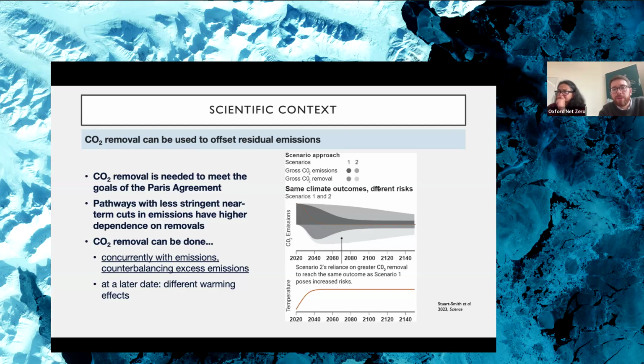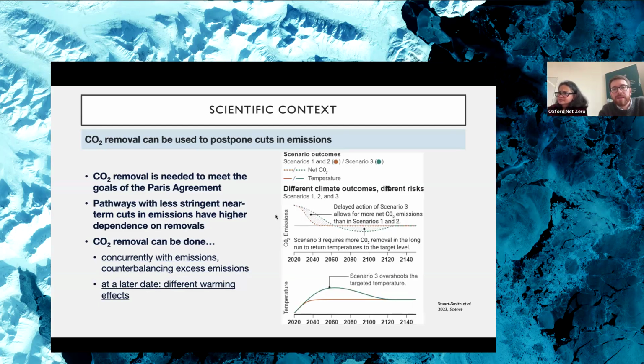The second potential use of CDR is essentially to postpone cuts in emissions. So in this scenario three, which is included in this figure here, we reduce emissions less rapidly in the short term, but then claw them back through much more large-scale carbon dioxide removals in the longer term.